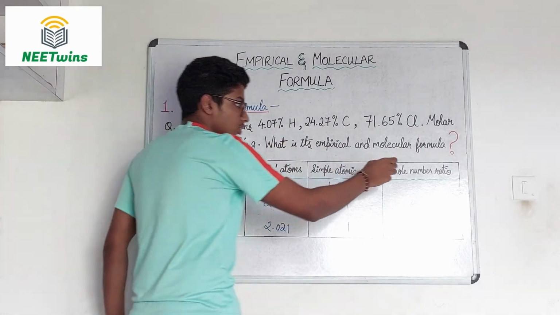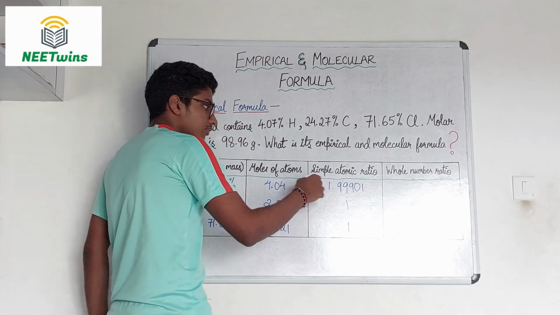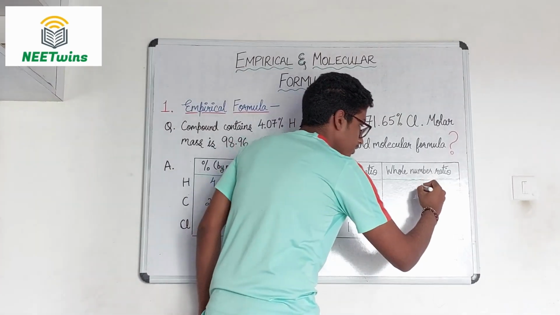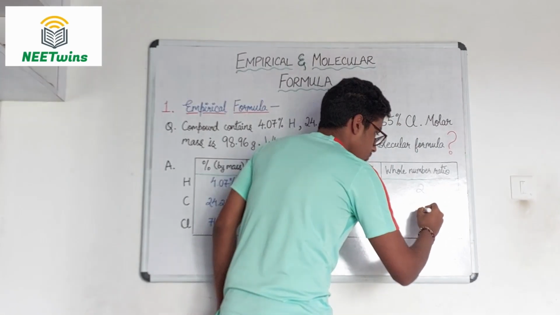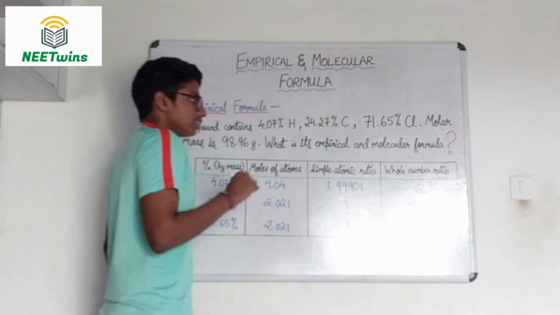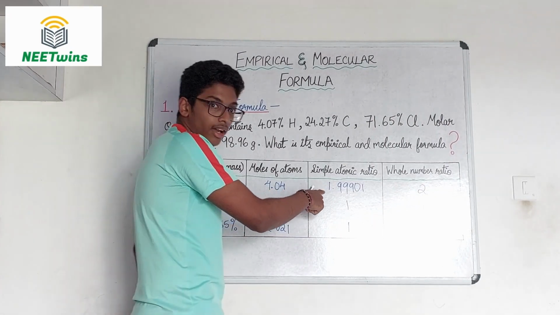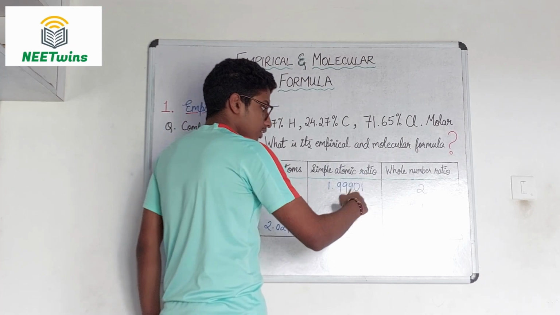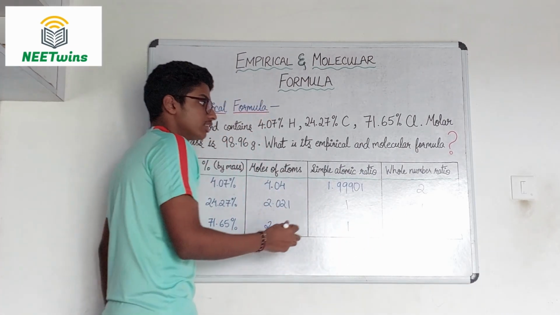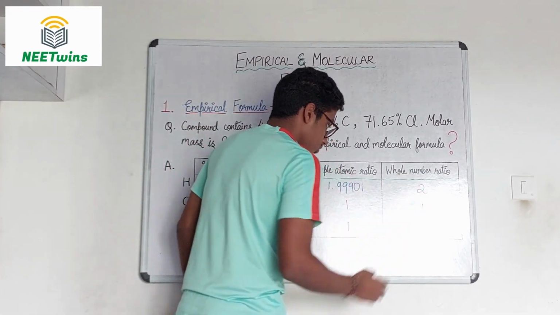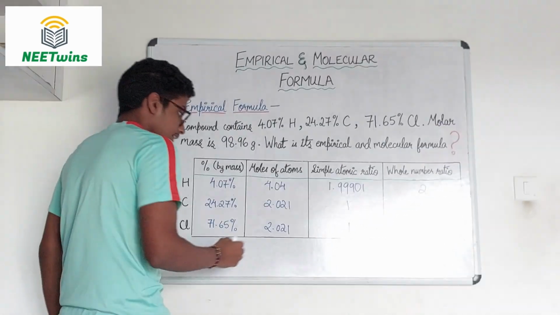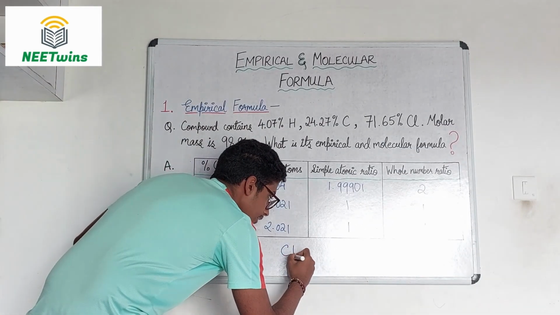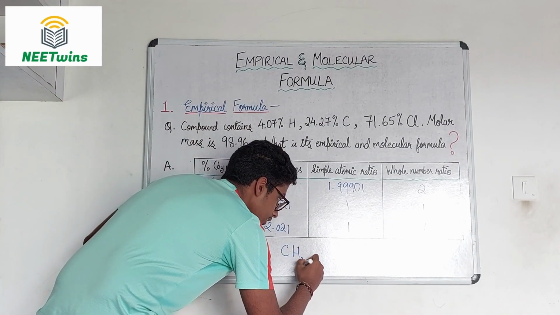Now this is simple atomic ratio. Now I have to convert it to the whole number ratio. Over here we can approximate it to the nearest whole number, that is 2. So it will become 2, 1 and 1. Whereas in some cases, like if you got 1.5 over here, you can multiply everything by 2. Then this will become 3, 2 and 2, like that. So in this case you got 2, 1, 1. So the empirical formula that we get in this case will be CH2Cl.